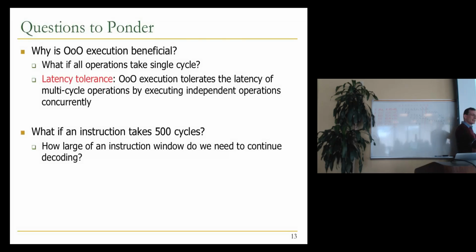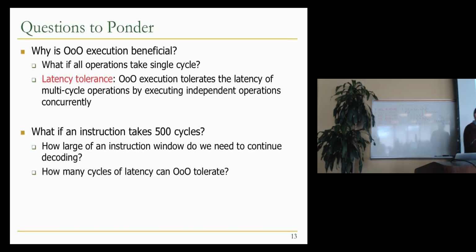But yes, some of them may be dependent. So if an instruction takes 500 cycles and all of the other instructions are dependent on it, you'll keep decoding. You'll keep buffering instructions, but you may not be able to execute anything, right? If everything is dependent. So out-of-order execution works if you have independent operations. And people have shown that there's a lot of parallelism in programs. There are a lot of independent operations.